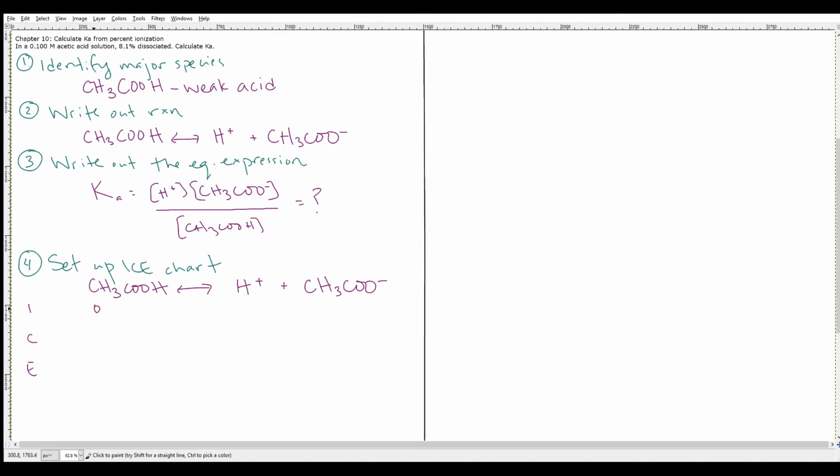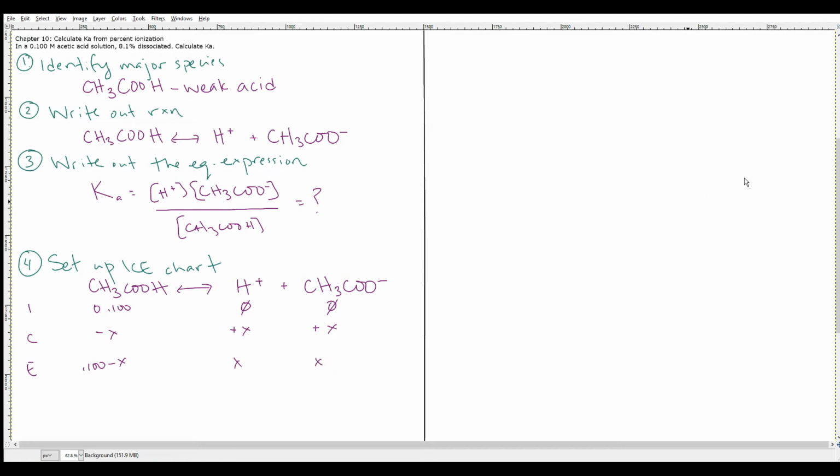Okay, I know my initial concentration of acetic acid. I know that at the very beginning I don't have any of its ions. And since I don't know final concentrations, I'll assume my X's. So this is all the usual stuff. Nothing new right now.